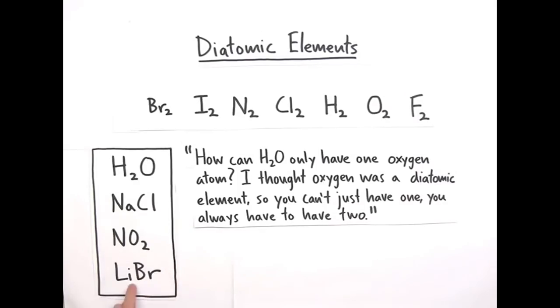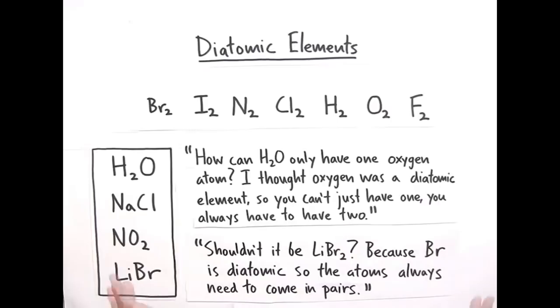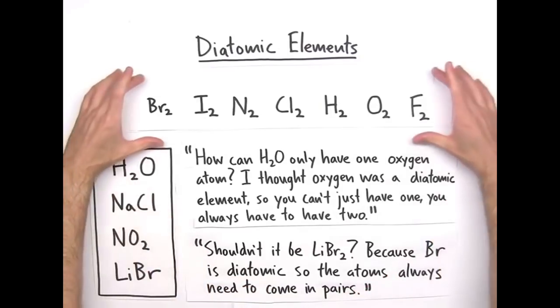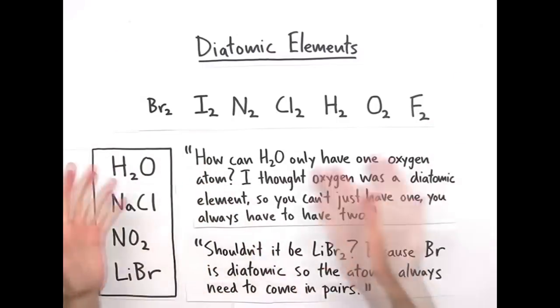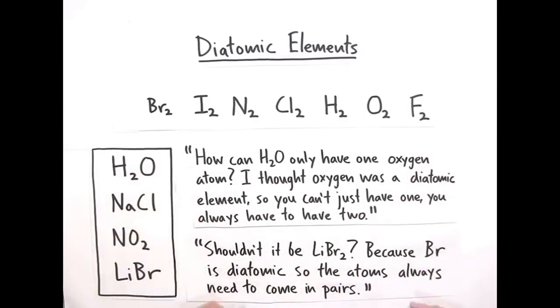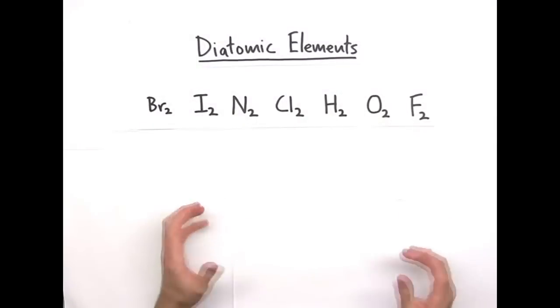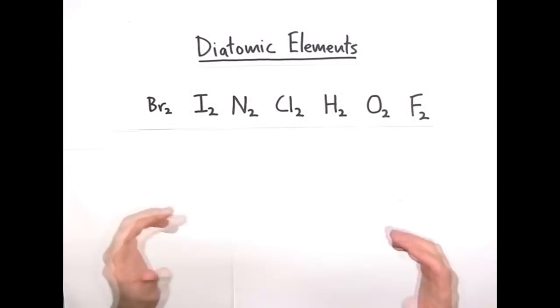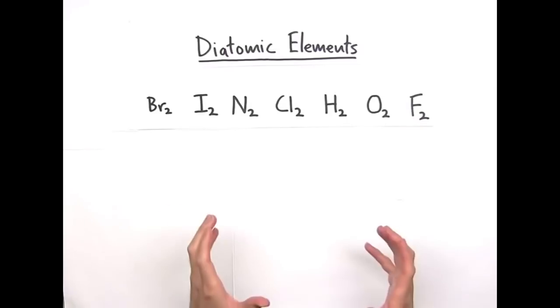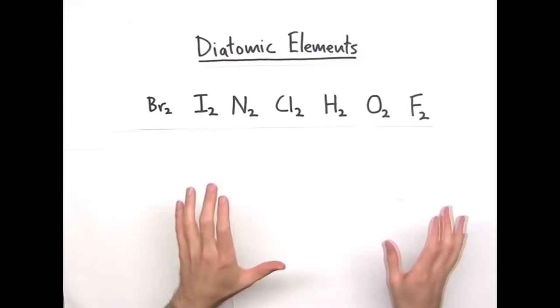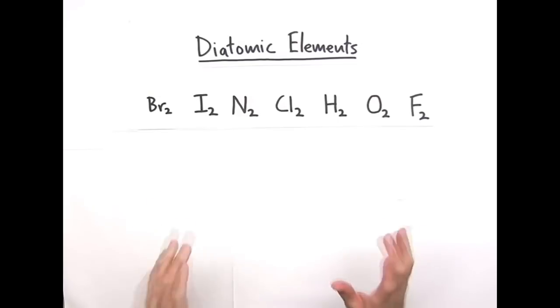Now talking about LiBr here, someone else asks, wait, shouldn't it be LiBr2? Because bromine is diatomic, so the atoms always need to come in pairs. So what's going on here? How come we say the diatomic elements have to come in pairs, and then we write all these formulas where we only have one atom of a diatomic element? These are great questions. Let's talk about this. Here's a big thing that is sometimes the missing piece for people's understanding of the diatomic elements. Atoms of diatomic elements only need to pair up if they're on their own and not connected to any other elements.